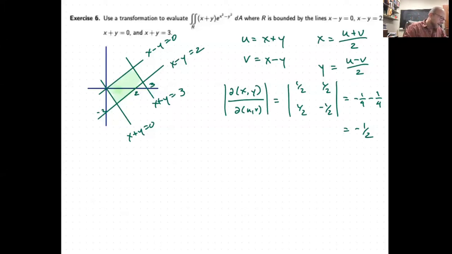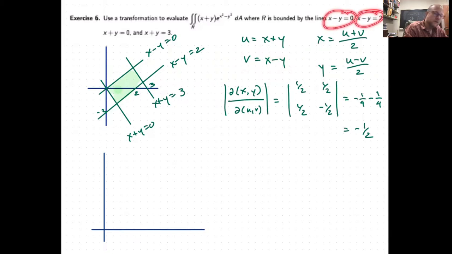So, all right. Now we're going to get our picture of this new region that we've got. I forgot to change colors there. Boom. Boom. And I probably drew too much of it. All right. So keeping in mind, where am I? Okay. x minus y equals 0. That is v equals 0. So really we've got v equals 0 and v equals 2.